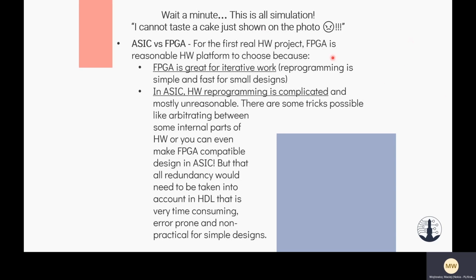The basic difference here is that FPGA is really great for iterative work, mainly because reprogramming is simple and really fast, particularly for small designs. In ASIC, hardware reprogramming is complicated and mostly unreasonable. Why is that? Because reprogramming is not the goal of the ASIC. Of course, you can do it in ASIC if you want, but the goal is to get just a dedicated design for your design purpose. You are able to indirectly reprogram some logic resources. This is possible, or you can even make an FPGA-compatible design in ASIC, but in most use cases this is overkill and it is better to use FPGA for this purpose.